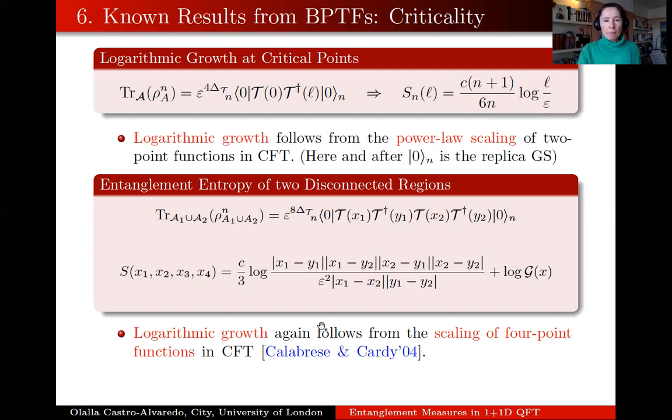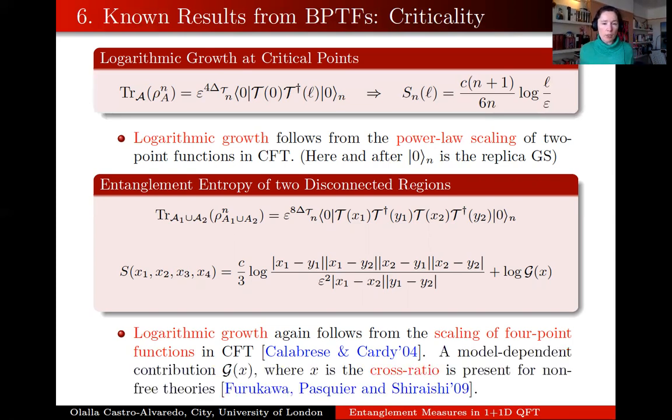So you get a part which shows again logarithmic growth with length scale. And this is a formula that actually appears also in that paper of Calabrese and Cardy. It was a very celebrated formula. And in that paper, it was claimed that this formula was generic actually for many disconnected regions and for all conformal field theory. But later on, it was realized that this wasn't quite true.